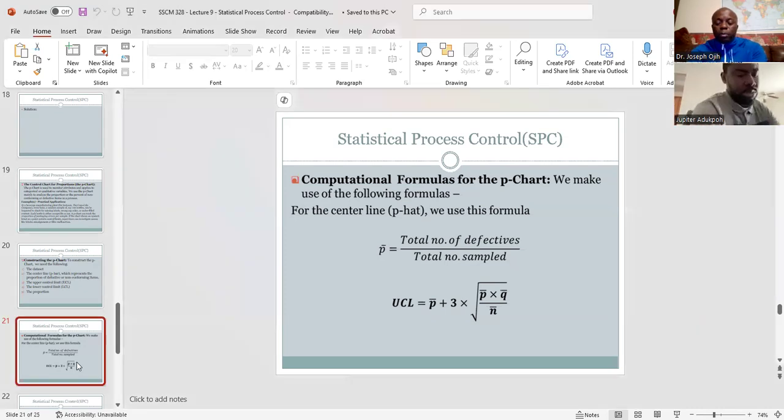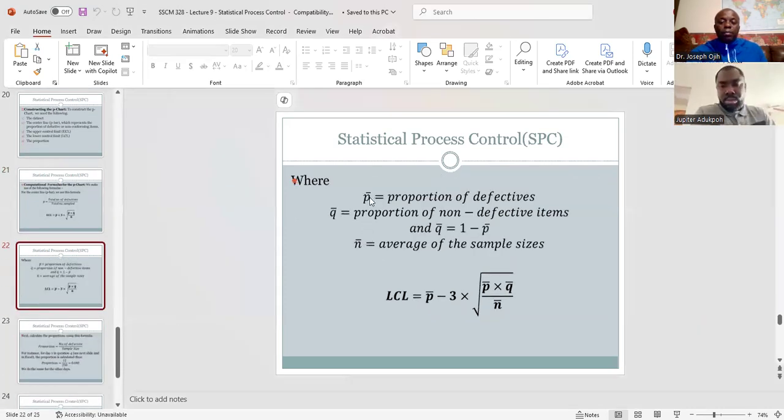Here, p bar means the proportion of defectives. Q bar means the proportion of non-defective items, and we get q bar by doing 1 minus p bar. N bar is simply the average of the sample size. Sometimes the sample size might be the same, like the one I give you in the project and the one in my demonstration video. But sometimes it can be different sample sizes. It doesn't matter. Use the same process, the same formula, the same steps.